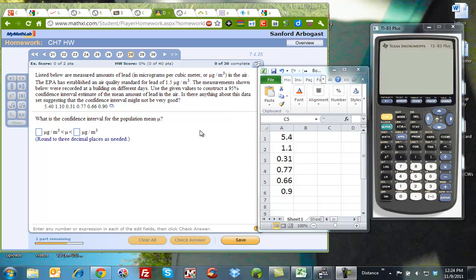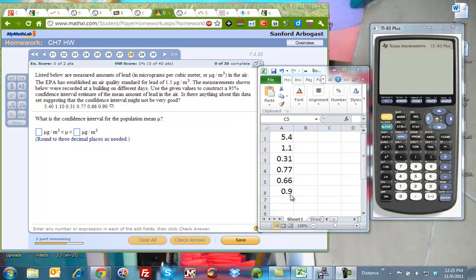Okay, so chapter 7, problems 28, 29, and 30 are all having you calculate confidence intervals, and they're giving you data. I'd shown you how to do it given the mean, you just plug it into the formula. But now that we have data, we can actually use our calculator to do this very easily. They want a 95% confidence interval, and here's the data they've given us: 5.4, 1.1, 0.31, 0.77, 0.66, and 0.9.